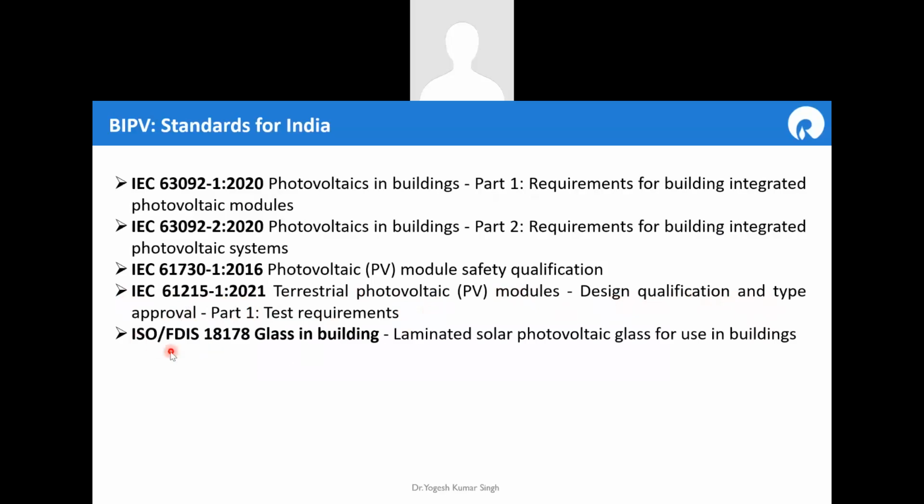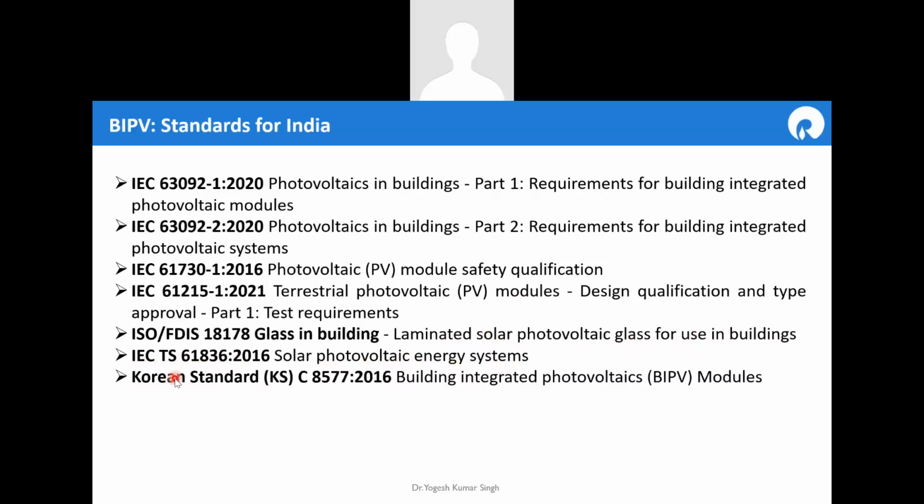Now another thing is the ISO standard 18178. This is for glass in building. So this basically covers the laminated solar photovoltaic glass which is used in the building. Then we have IEC TS 61836. This is basically the standard for the solar energy system terminology. So this standard is also useful for BIPV parts.